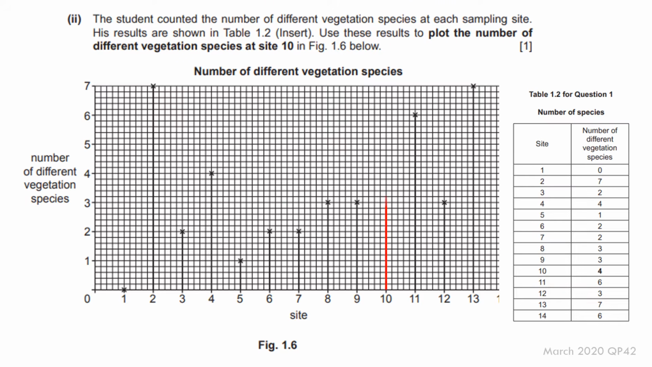Here, simply, I need to plot on the number of different vegetation species at site 10, and I need to copy that style exactly. So here at 10 is 4. And so it's just, when you get these kind of weird questions, it's just you remembering, right, what is the style, what is the scale, and copy the other examples.